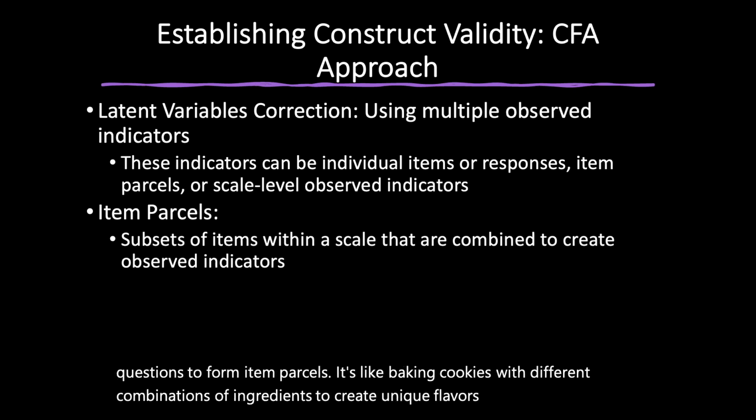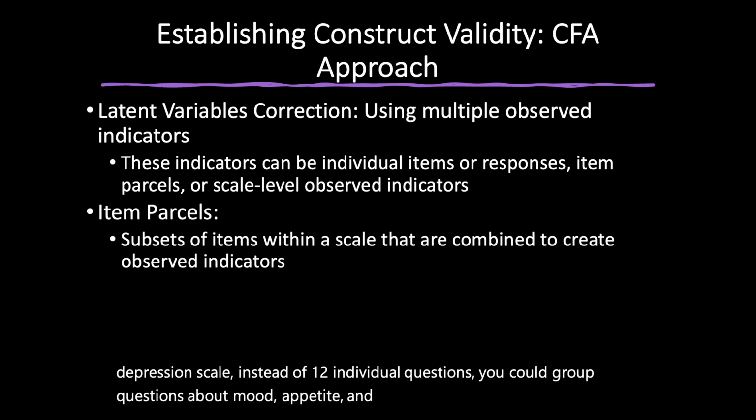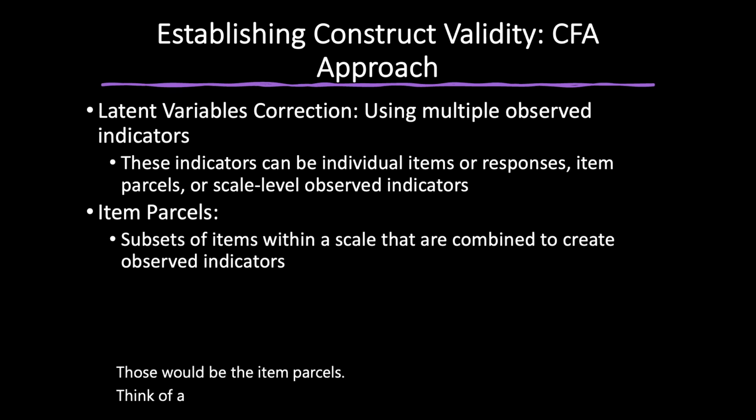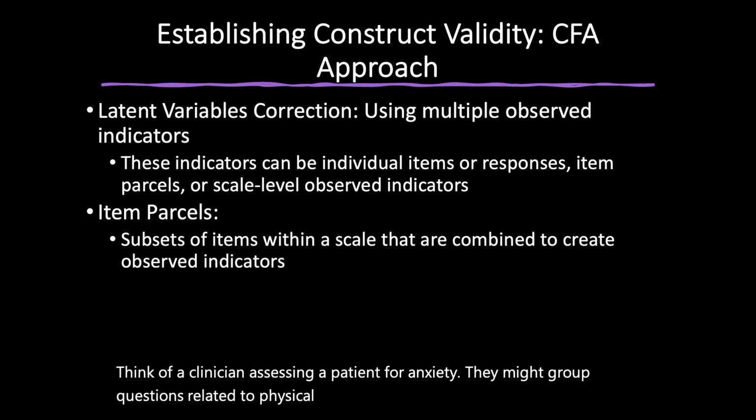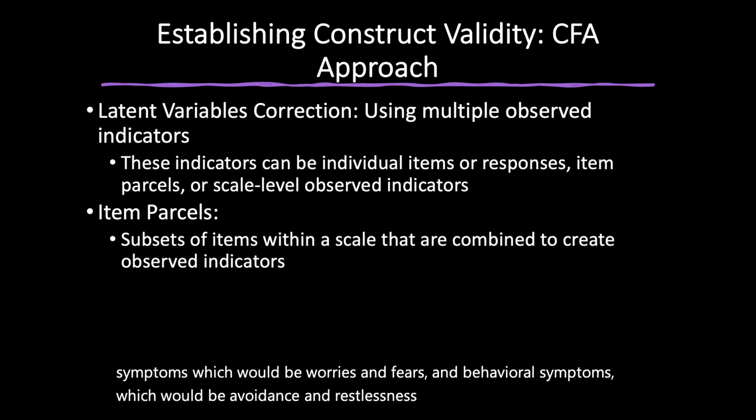For example, in a depression scale, instead of 12 individual questions, you could group questions about mood, appetite, and sleep into 4 separate groups. Those would be the item parcels. Think of a clinician assessing a patient for anxiety. They might group questions related to physical symptoms like heart rate, sweating, cognitive symptoms, which would be worries and fears, and behavioral symptoms, which would be avoidance and restlessness, into separate parcels.